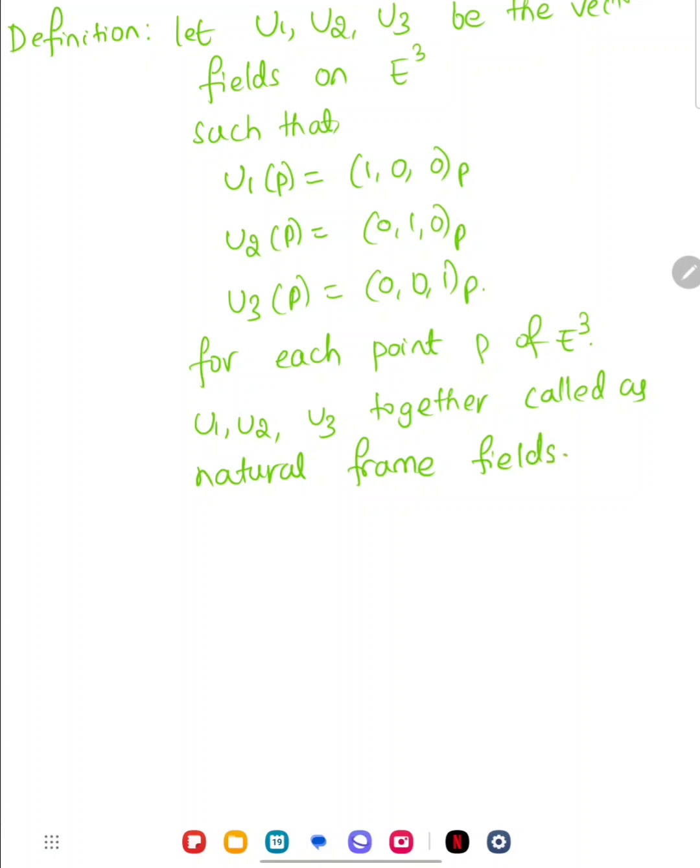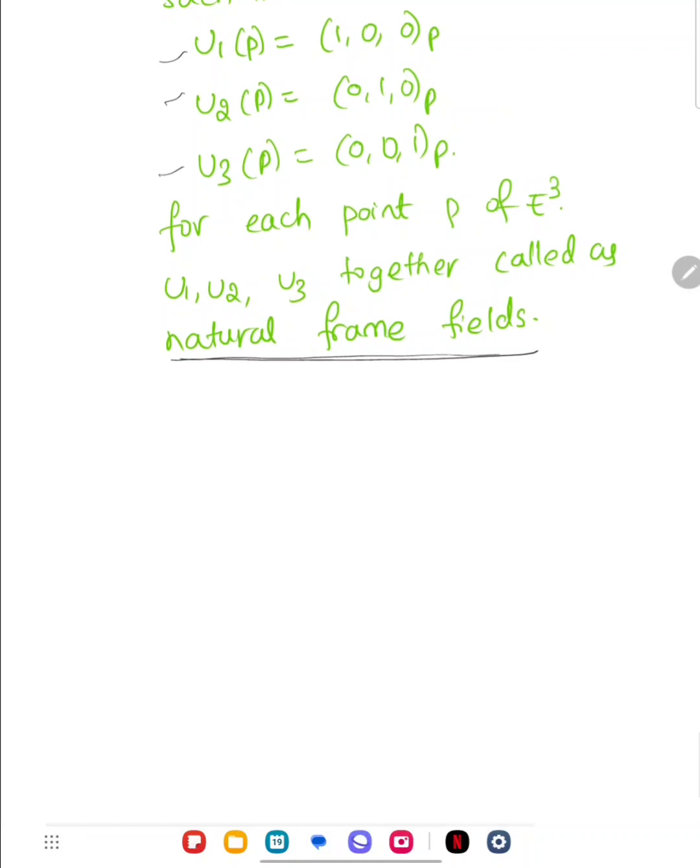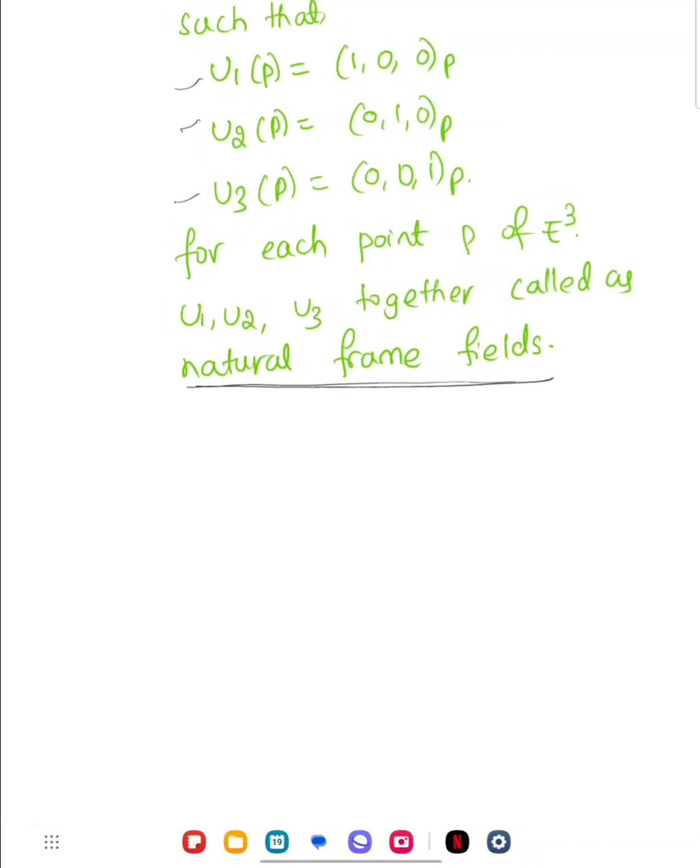So one can think of these natural frame fields in comparison with the standard basis. As in the case of E3, the standard basis consists of three elements, likewise in the case of vector fields, we have three elements, U1, U2 and U3. They are collectively called natural frame fields. As we are in terms of vector fields, these are called natural frame fields. So let's see exactly what these vector fields do, in defining a function from E3 to the tangent space at each point P of E3. Let's see how they work.